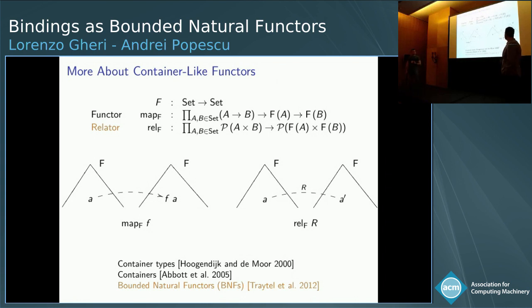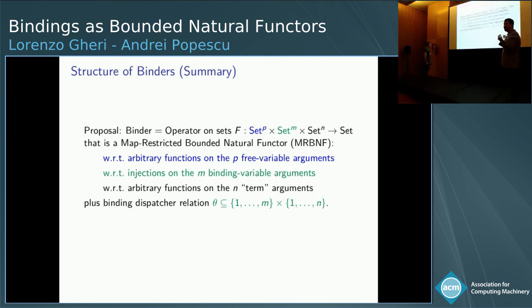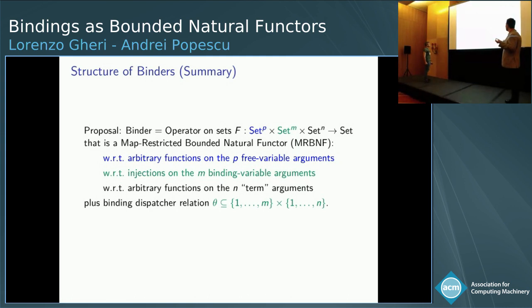Okay, so let me summarize what we have so far. We have something quite simple. We have a multivariate operator on sets that distinguishes between the free variable components, binding variable components, and term components, whatever terms are. It's required to be a functor with some properties where we restrict the functoriality with respect to injections on the binding variable component only, together with a binding dispatcher that connects the binding variable components and the term components. Is this right? Yes, it's about right.